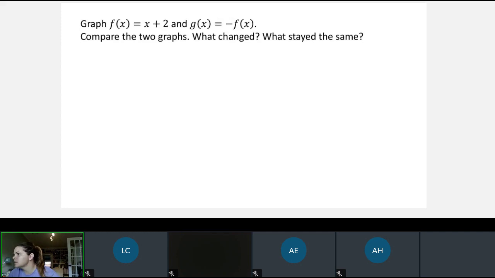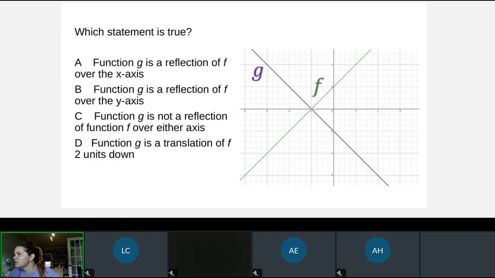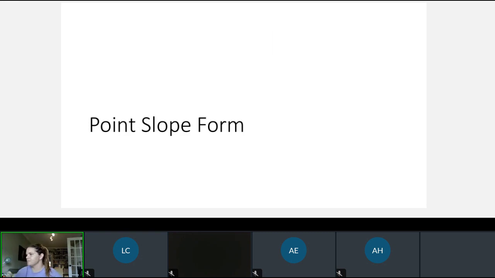Let's see. These are all point slope form. Here we go. Okay.